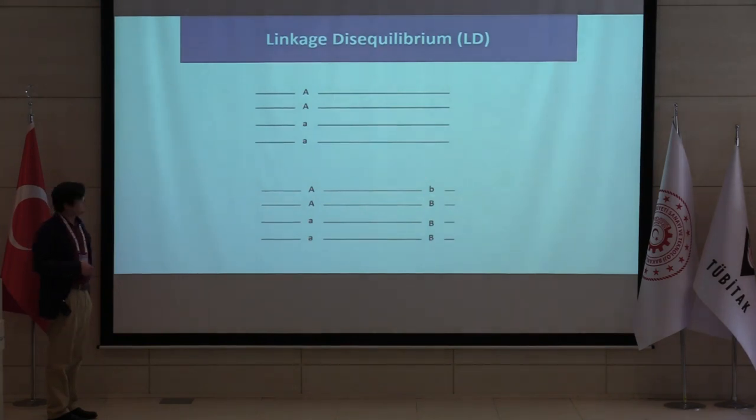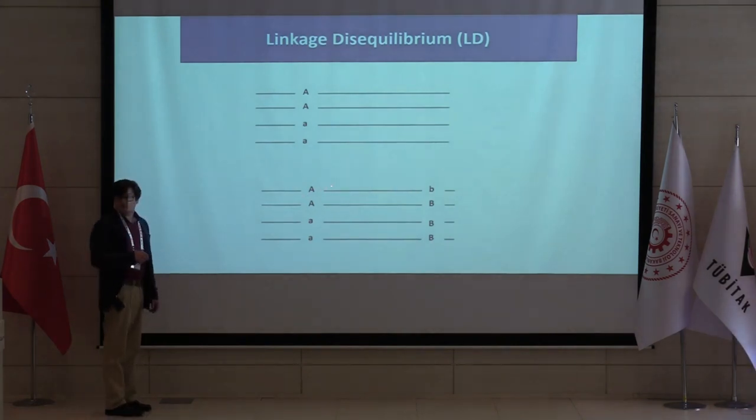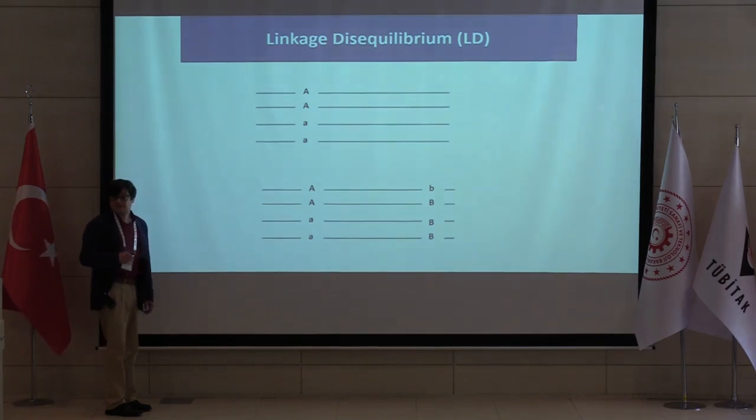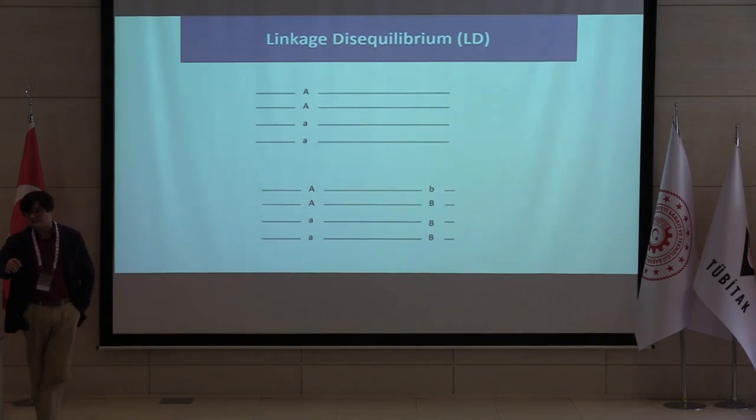Now see what's happening, right? So B small is linked to A large. Out of all four possible combinations, I can have A large B large, A large B small, A small B large, but I never observe this one. A small B small is never observed. So this event, introduction of a new mutation, creates correlation structure in the data. I need a recombination event to break this correlation.